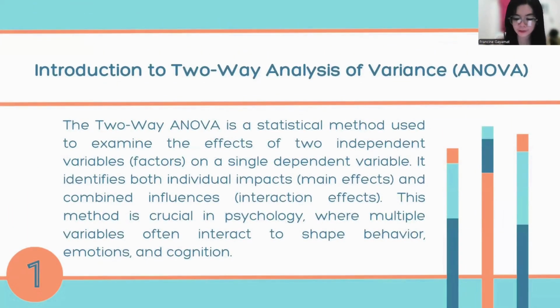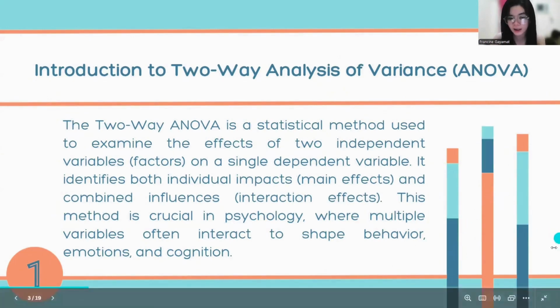Good day, everyone. I'm Francine Ariamat, and today I'm going to discuss the software application of the two-way analysis of variance. First of all, what is two-way analysis of variance? The two-way analysis is a statistical method used to examine the effects of two independent variable factors on a single dependent variable. It identifies both individual impacts, which are the main effects, and the combined influences, which are the interaction effects. This method is crucial in psychology, where multiple variables often interact to shape behavior, emotions, and cognitions.